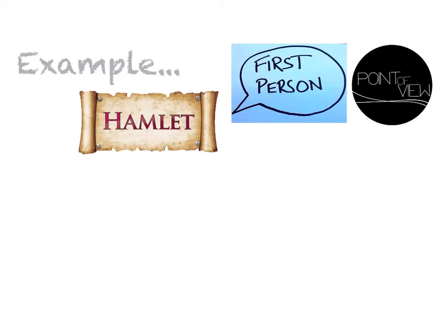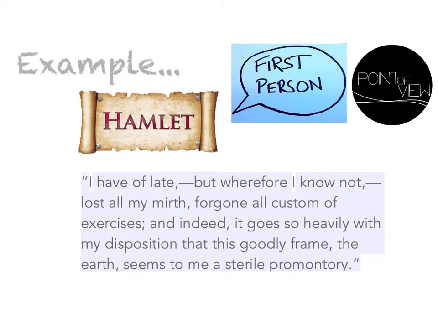For example, in Shakespeare's Hamlet, the protagonist explains the feeling of melancholy, which afflicts him after his father's death, in the following lines: "I have of late, but wherefore I know not, lost all my mirth, forgone all custom of exercises, and indeed it goes so heavily with my disposition that this goodly frame, the earth, seems to me a sterile promontory." This is one of the best first-person point of view examples. This use of first-person point of view gives us a glimpse into the real inner feelings of frustration of the character. The writer has utilized the first-person point of view to expose Hamlet's feelings in a detailed way.